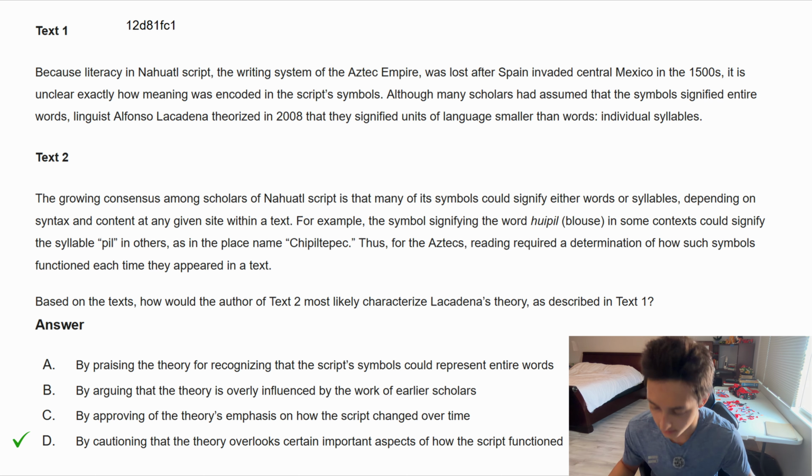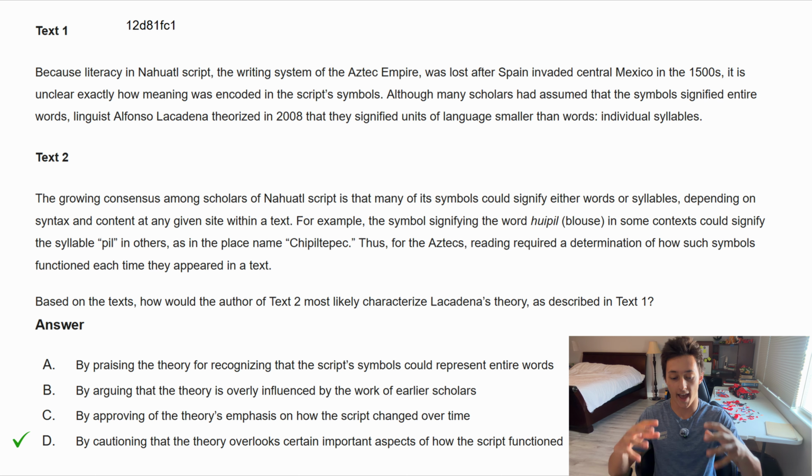Because, look, guys, it's overlooking the important information. It has some of it, but it's overlooking the fact that it can also be words. Text 2 says words or syllables. Text 1 says just syllables. Text 1 is overlooking the words part. And so that's why D makes perfect sense here.